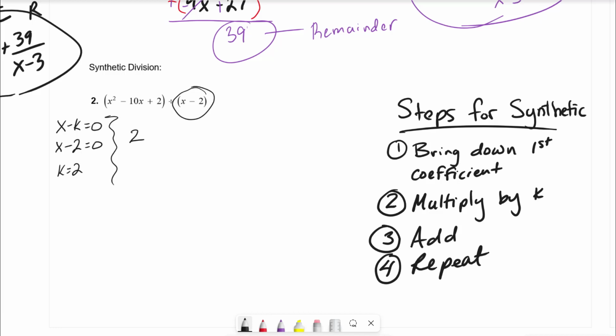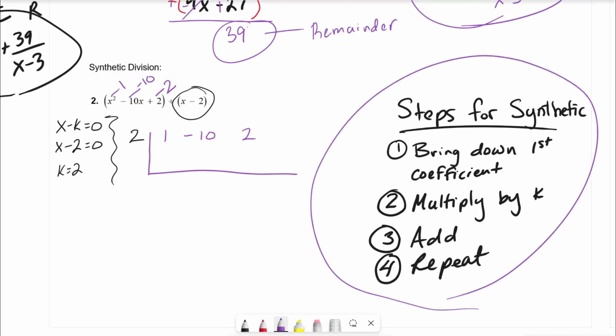Now, once we've done that, we're going to look at only the coefficients. So my coefficient here is 1. My coefficient here is negative 2. And my coefficient here is 2. I set those up in that upside down division symbol. We have 1, negative 10, and positive 2. And now we can use these steps over here.